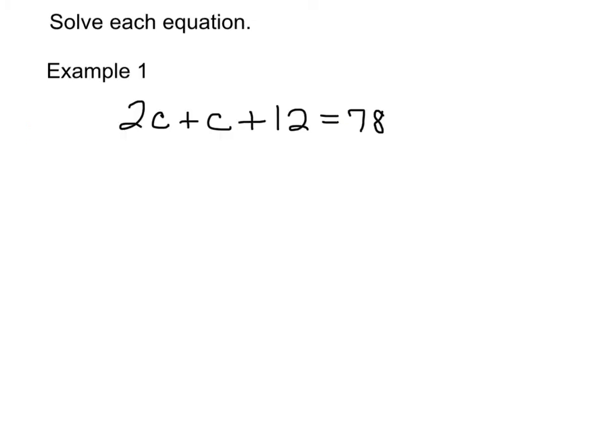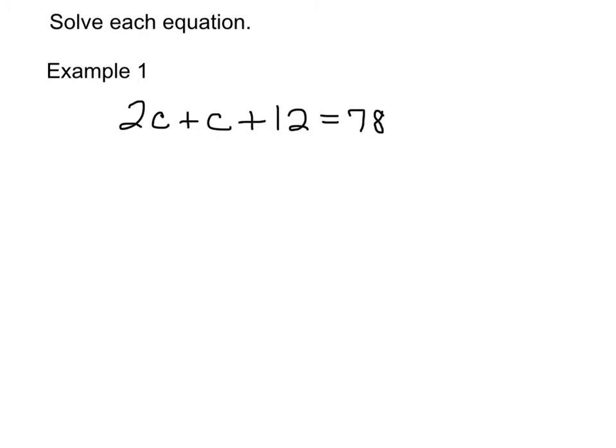So example 1, solve each equation. Now when we solve the equation, you should remember that the purpose of solving an equation is to find the value of the variable, to get the letter by itself. So remember that whenever I'm teaching you to solve something, there are multiple ways to solve it. So what we're doing is following those 5 steps that I showed you.